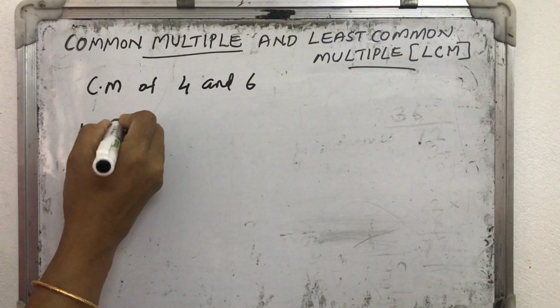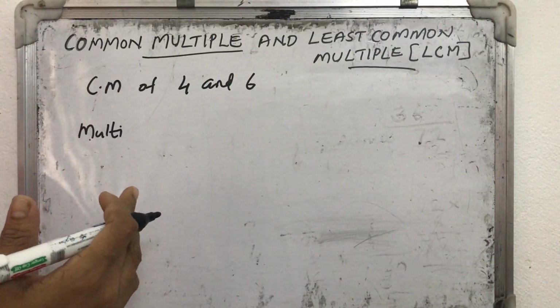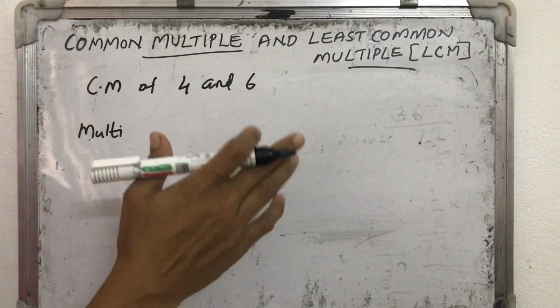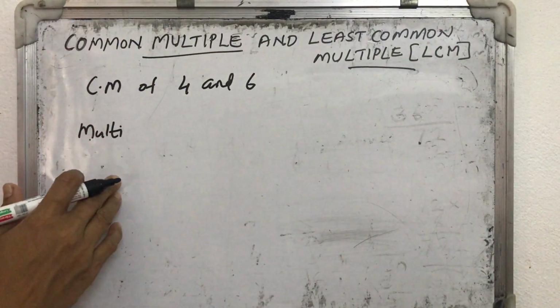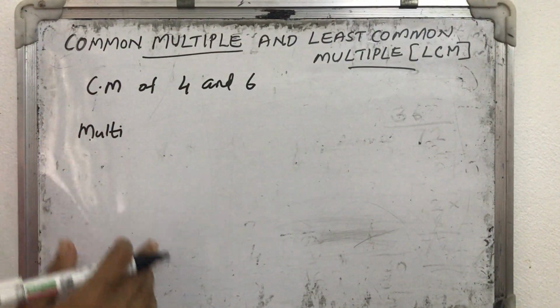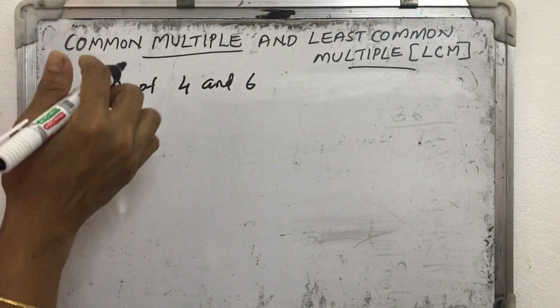We can write at least 10 multiples. We know the multiples of a number are not countable. So many multiples will be there for a number, so it is not possible to write them all. Okay, all multiples we can't write. So here we can write at least 10 multiples.